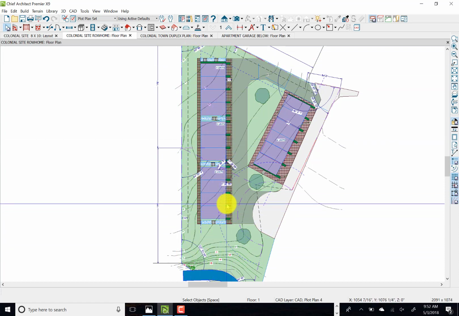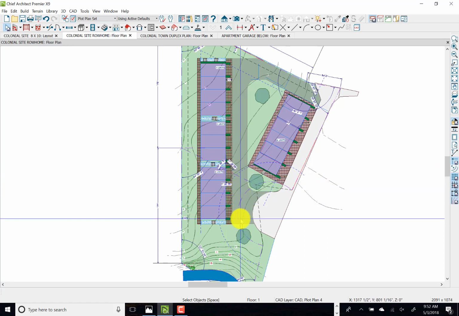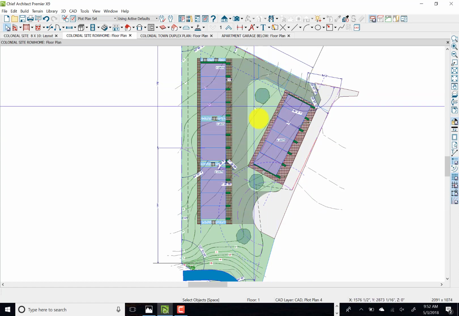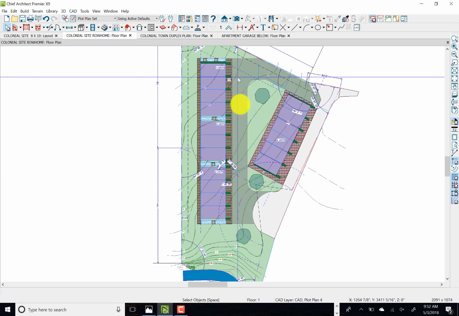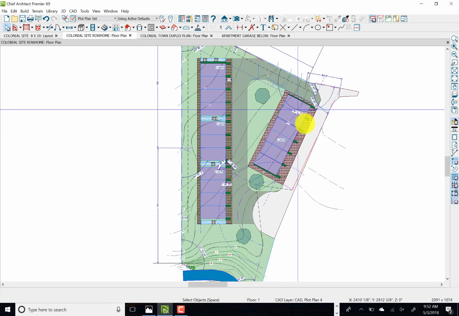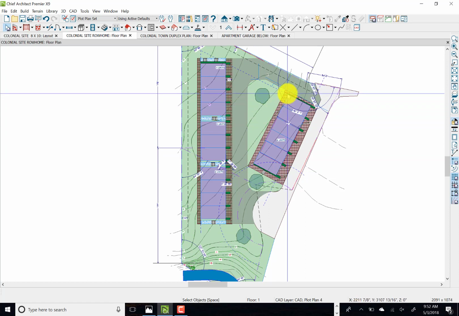So these will have to be stepped, which will create some interesting elevations. We're going to have to play with the topography here. This will be a gentle street. This will step up, up, up. This will be a retaining wall to get us to this level. So we have to step up to the front of the units.